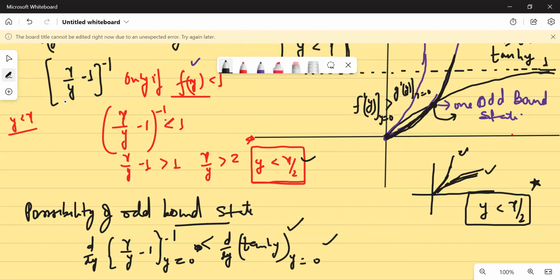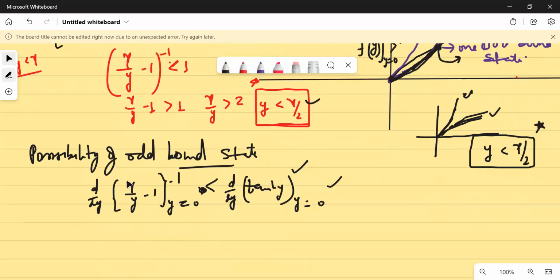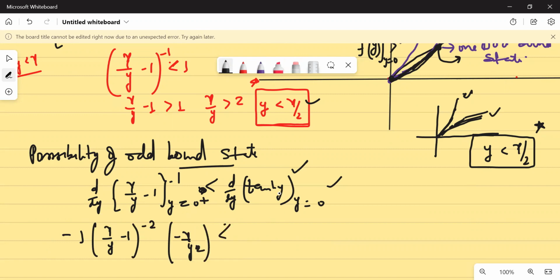Now another thing we are doing from here. If this is the case, now differentiate it. What will I end up getting? The derivative will be minus, and even if it is not defined, take a limit to it. So this will become minus 1 times gamma upon y minus 1 to the power minus 2, and then this will be minus gamma upon y square. Obviously, at y equal to 0, it is not defined, so I'm taking the limiting behavior.